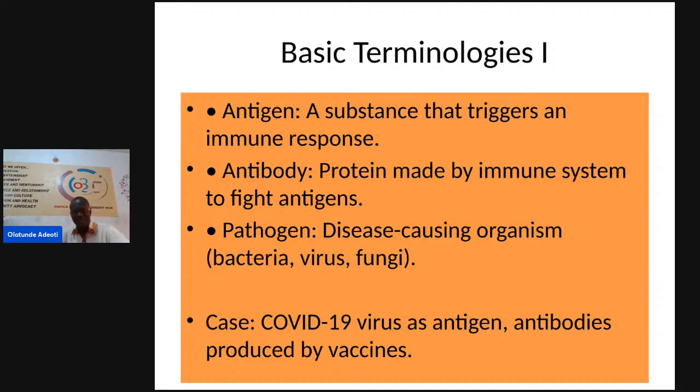What are the basic terminologies in immunology? The first one that we must look at is antigen. Antigen is a substance that triggers an immune response. So if it is a substance that does not trigger an immune response, that means it cannot be regarded as an antigen. Any substance, could it be chemicals, could it be food, could it be nutrition, any substance at all which must be foreign that triggers an immune response is what is called an antigen.